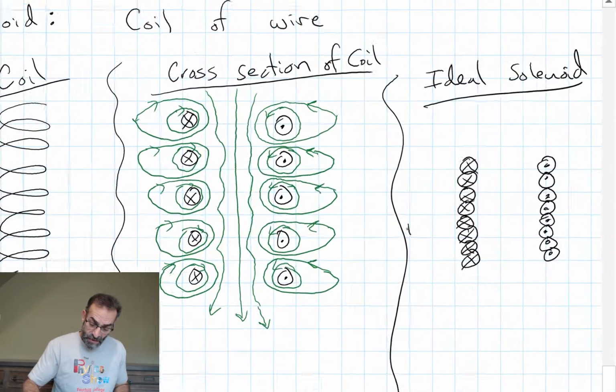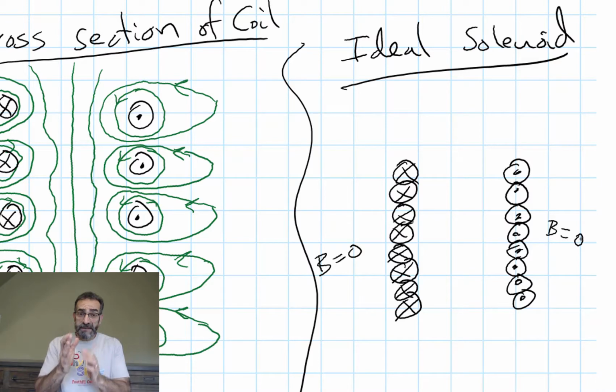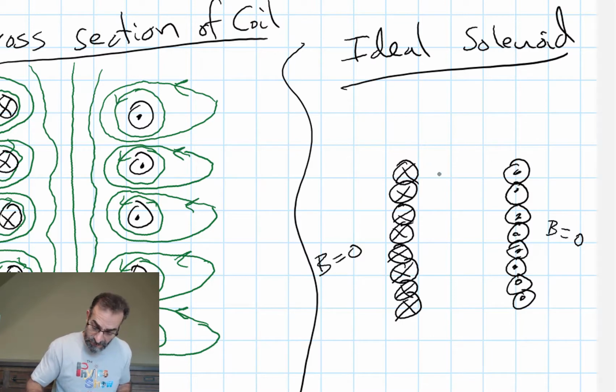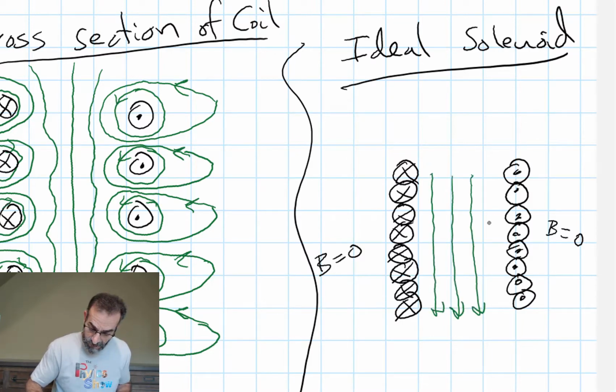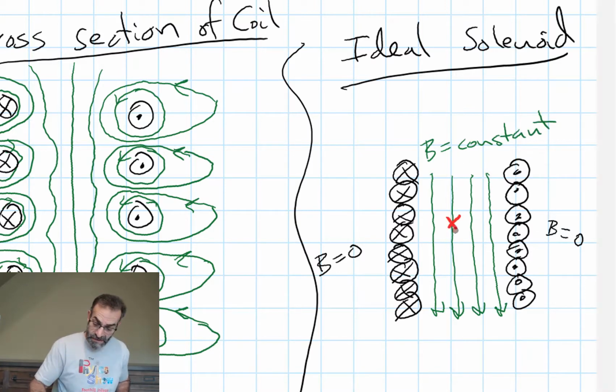Outside, we would have no magnetic field. And inside, those magnetic field lines would become nice and parallel. It would become uniform. We would have a constant magnetic field inside. It doesn't matter if you're at the center or if you're standing right next to the edge. The magnetic field is the same everywhere inside an ideal solenoid.